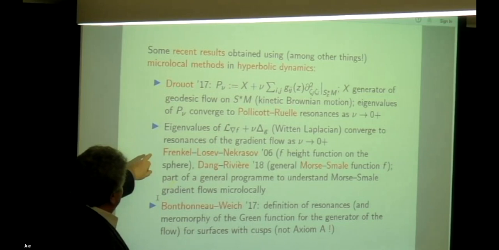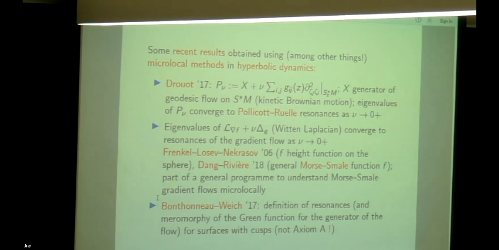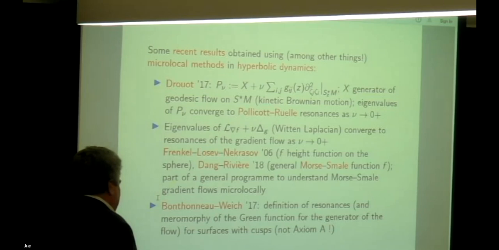This was by Dang and Rivière, a special case of a Morse function on the sphere, which was done with some very high-end field theory motivation that's never been explained to me in any way. It was done by Frank Wilson. And there were some other works.